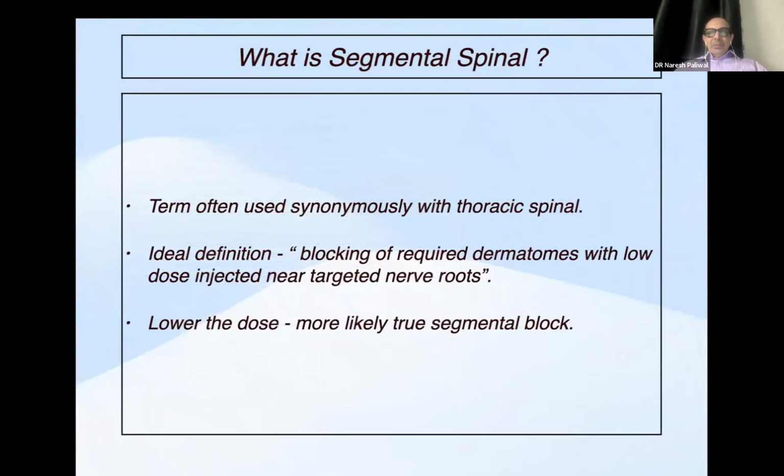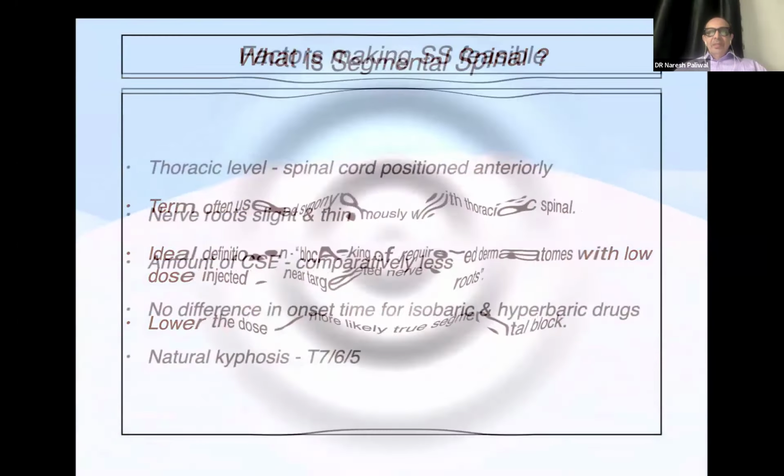Now, in short, about what is segmental spinal. The term is often used synonymously with thoracic spinal, but often the low doses of drug used at a higher lumbar level can produce a segmental effect. So it is actually blocking the required dermatomes with a very low volume of local anesthetic injected near the targeted nerve roots. The lower the dose, the more likely to produce a true segmental block.